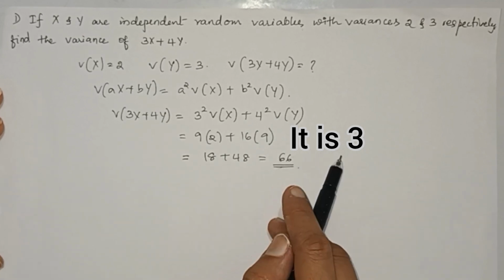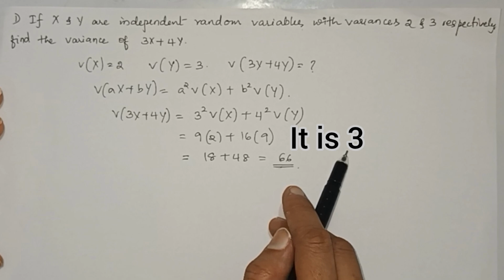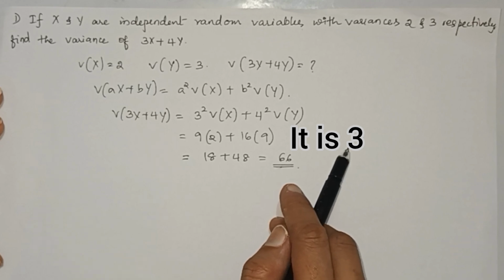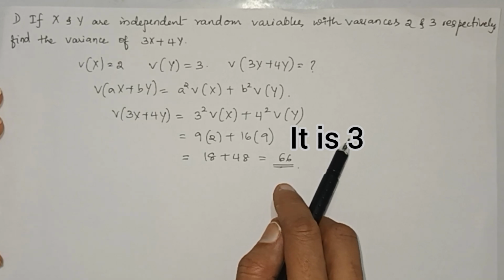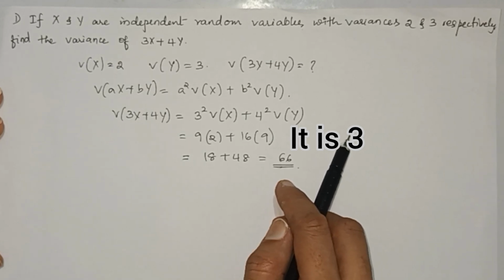So this is how we write variance in terms of expectation, and the properties of variance when x and y are independent variables.